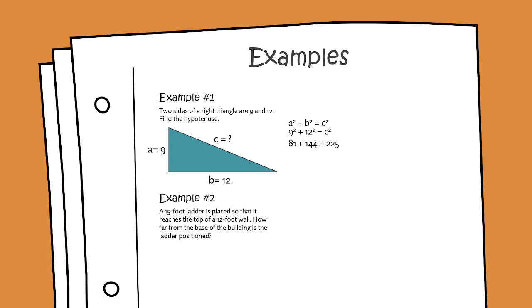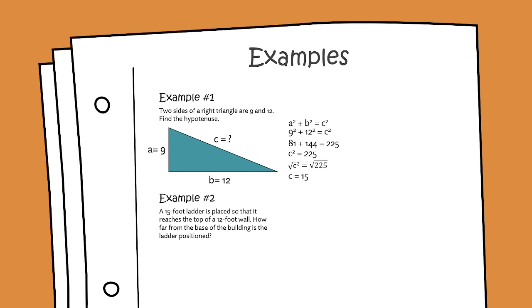So 9 squared equals 81, 12 squared equals 144, and when you add those together, it gives us a value of 225. To solve for c, we're going to take the square root of both sides, and we get a value of c equals 15.